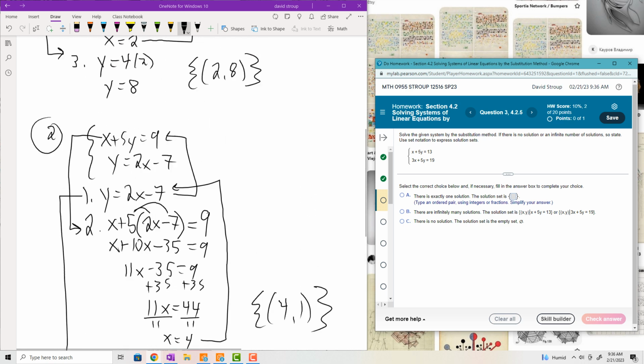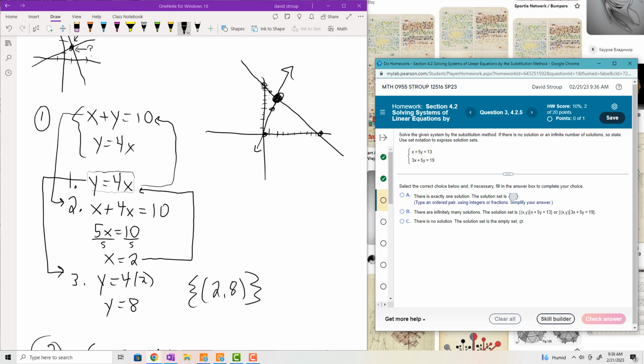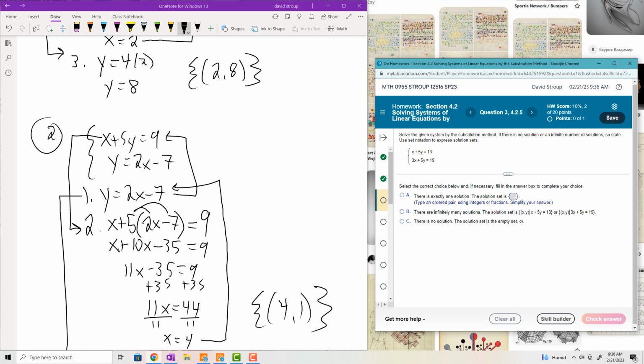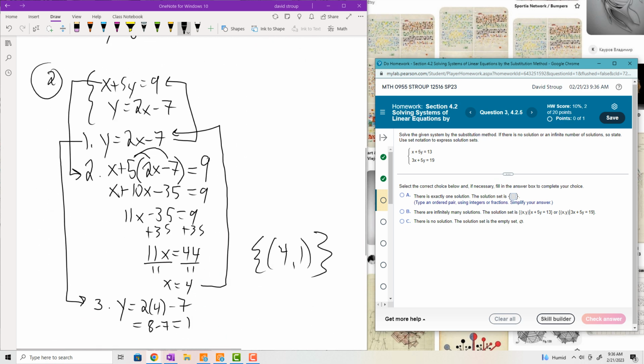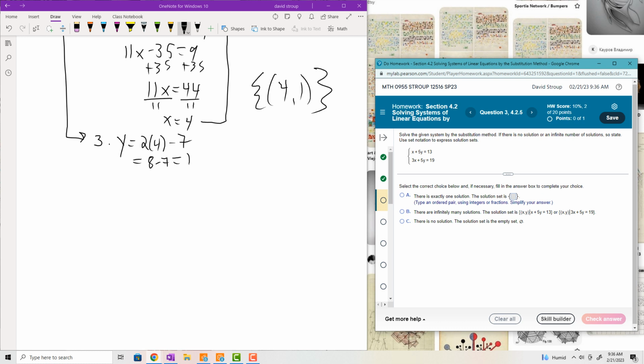Okay, question 3 is a little different than 1 and 2, because in 1 and 2 we kind of already had one of the equations solved for one of the variables, so it's just y equals something, right? Here we don't have that, so let's investigate problem 3.